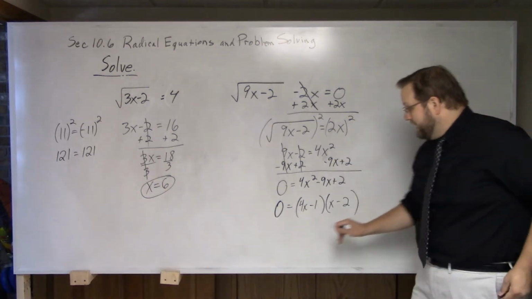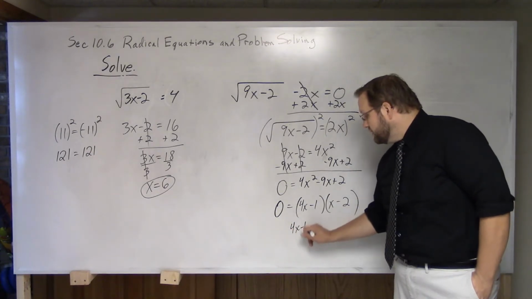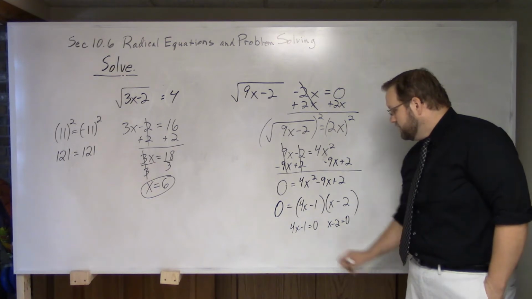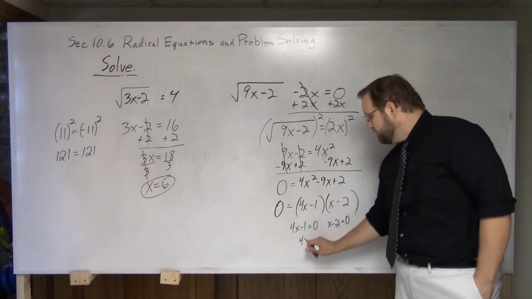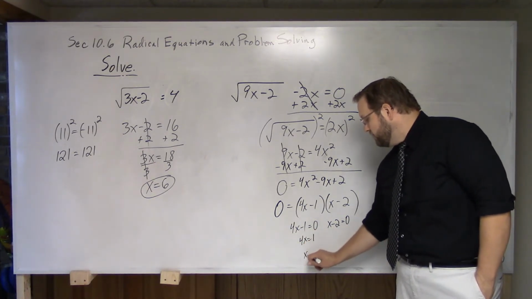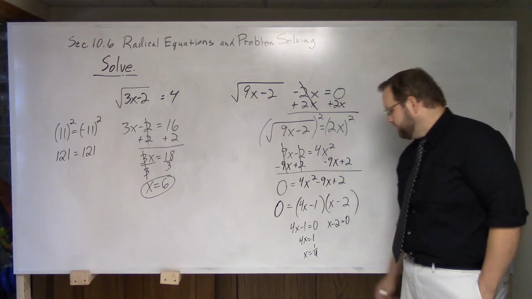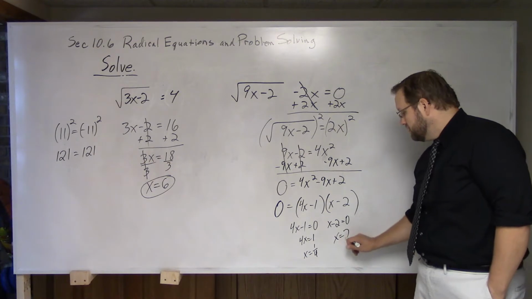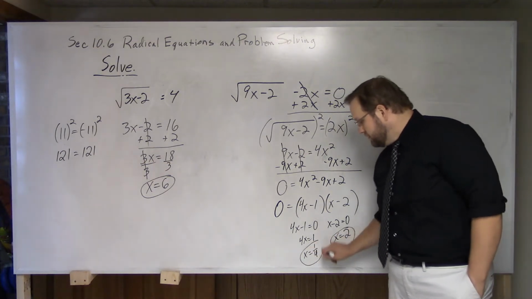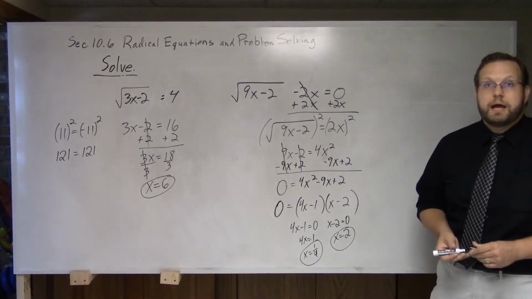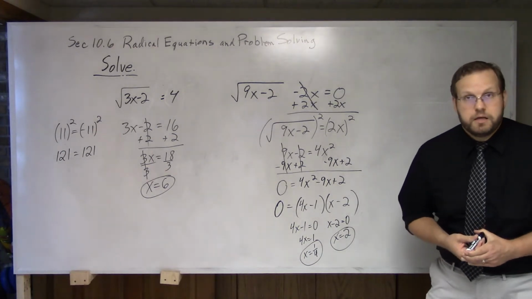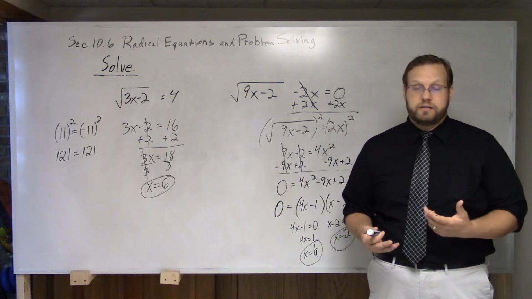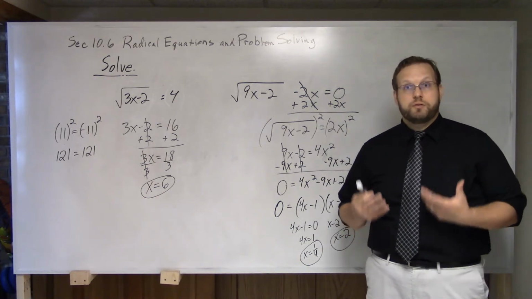Now, when we have this, we set each of these equal to 0. So here I would add the 1 and then divide by 4. Here I would add the 2. And I have my 2 answers. Now again, I need to check both of them. It's possible they both work. It's possible only one works. It's possible neither of them work. So check them both individually.